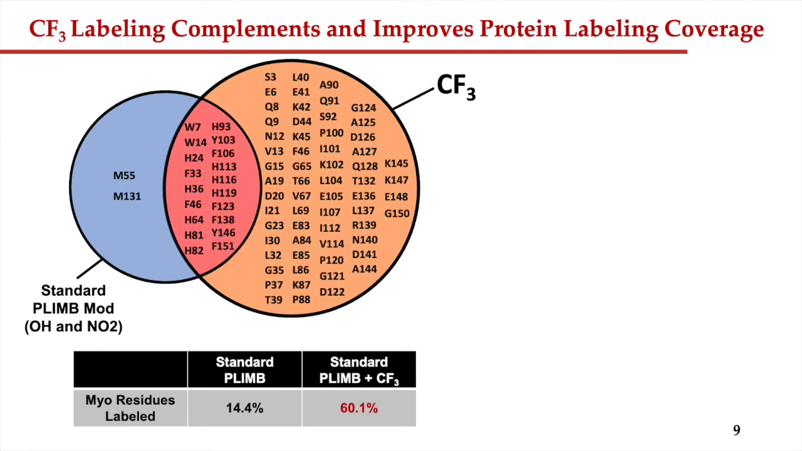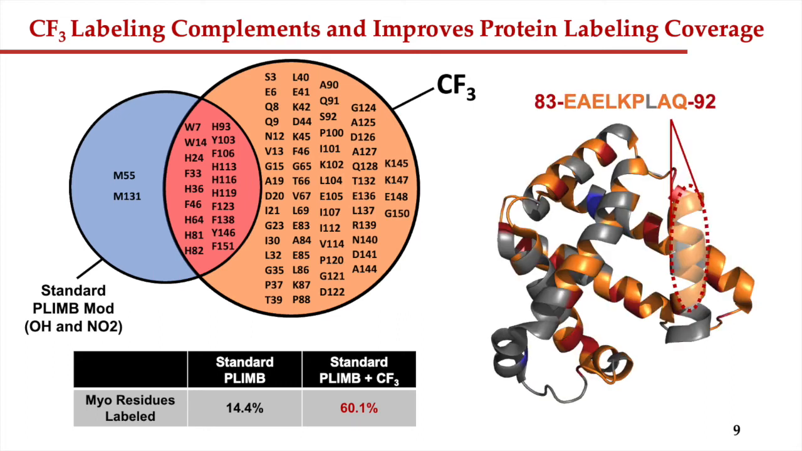Here's our first set of results with myoglobin. We were really excited to see that we have a lot of residues that are preferentially labeled by CF3, including alanine and glycine, those less reactive residues. We have some residues where we observe labeling by both species, and then some that are only labeled with our standard PLIM system. If we combine the information of both labels, we go from labeling about 14% of the protein to 60% of the protein. And if we zoom into that same area, we now see a label on almost every single one of those residues.